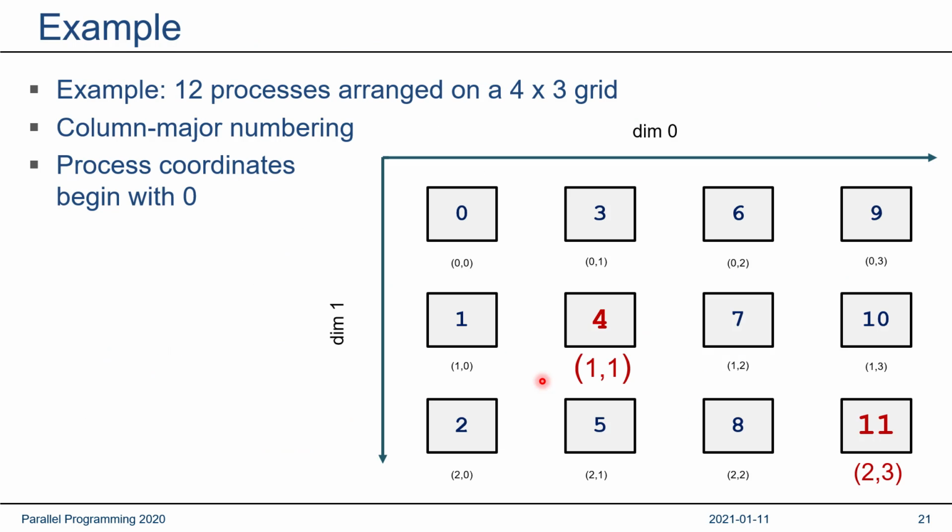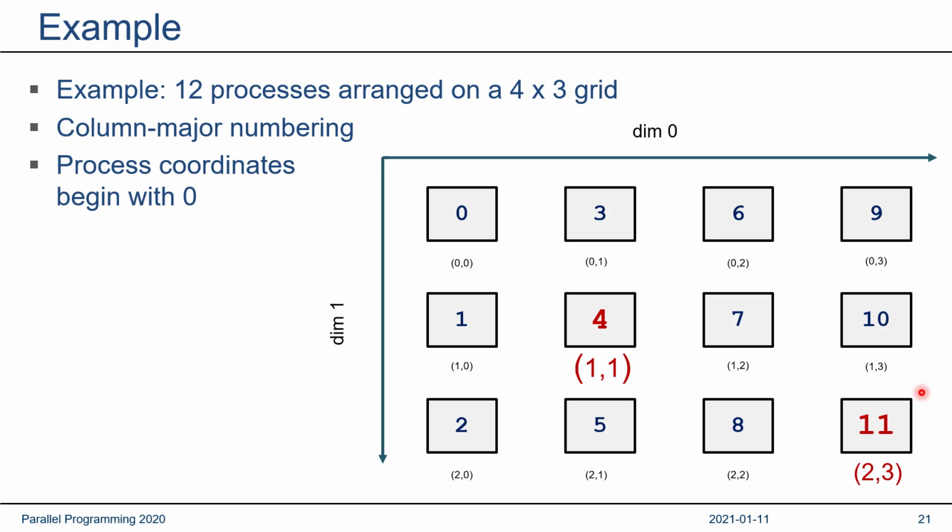Here's an example. Again, we have our 12 processes arranged in a 4x3 grid with column major numbering, and the process coordinates begin at 0. Process number 4, or rank number 4, has Cartesian coordinates 1, 1. Rank number 11 has Cartesian coordinates 2, 3.